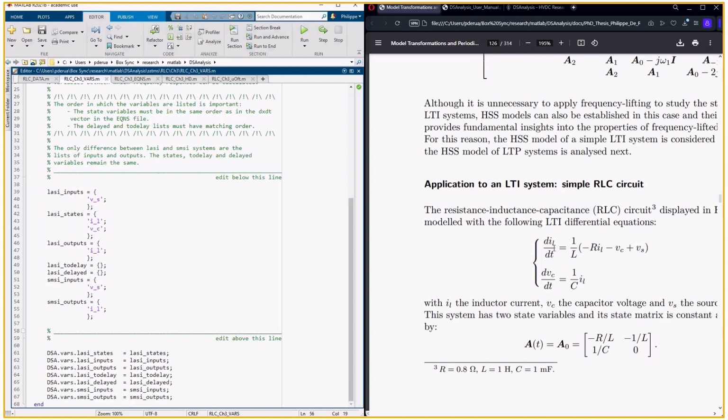For our simple example, we have only one input variable, which is the voltage at the source, Vs. We have only two states, the inductor current, IL, and the capacitor voltage, Vc. We could define any number of outputs. We could, for instance, take both state variables as outputs. Here, I have only considered the inductor current as output. Naturally, the delay variables and the delayed variables are left empty, as the system here does not have any delays.